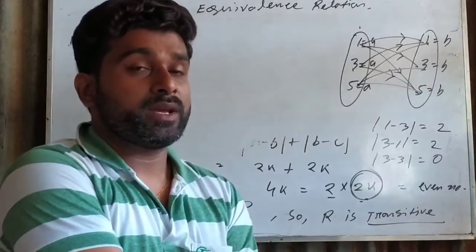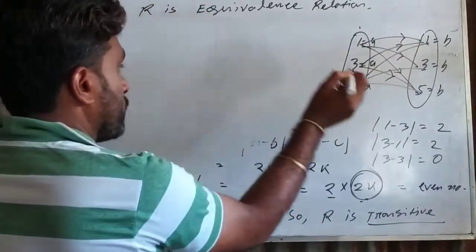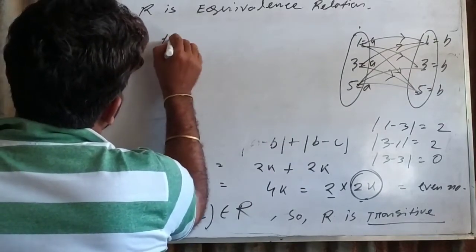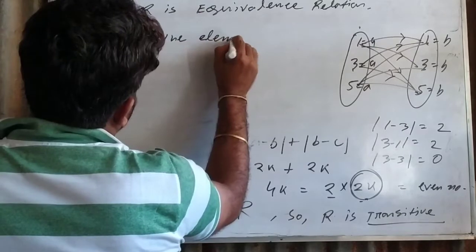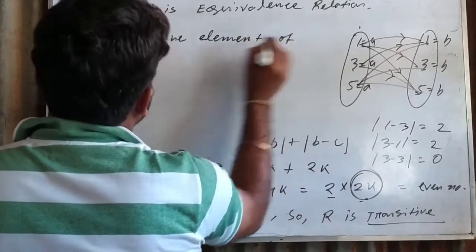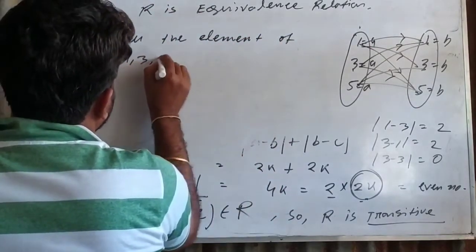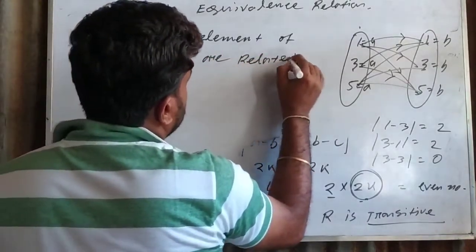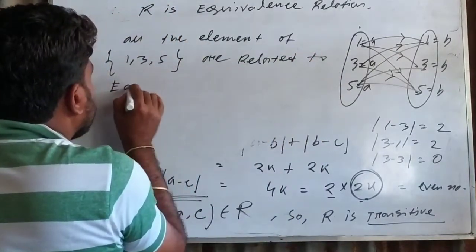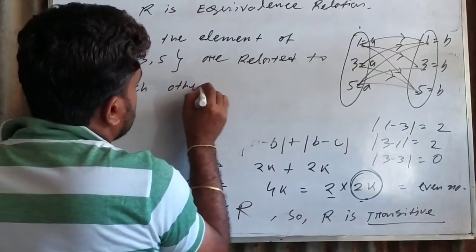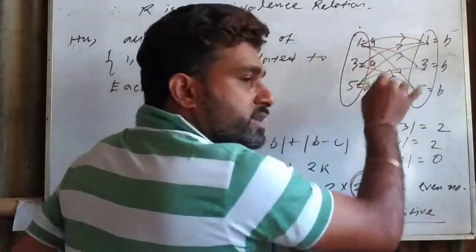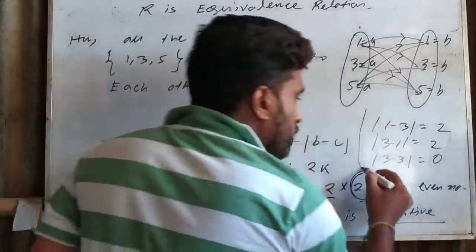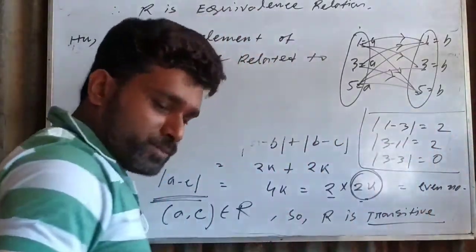So here you can see all the elements of this set 1, 3, 5 are related to each other. So here you should write the direct statement: all the elements of the set 1, 3, 5 are related to each other. Just you should draw this diagram also. This diagram is very important. And you can check also, just like this. You can check, no problem.